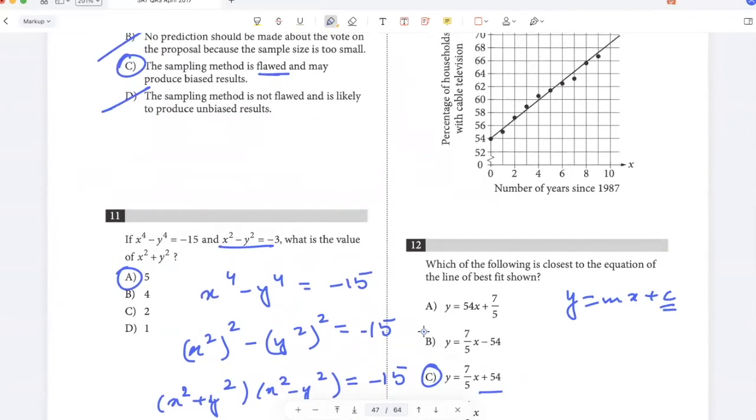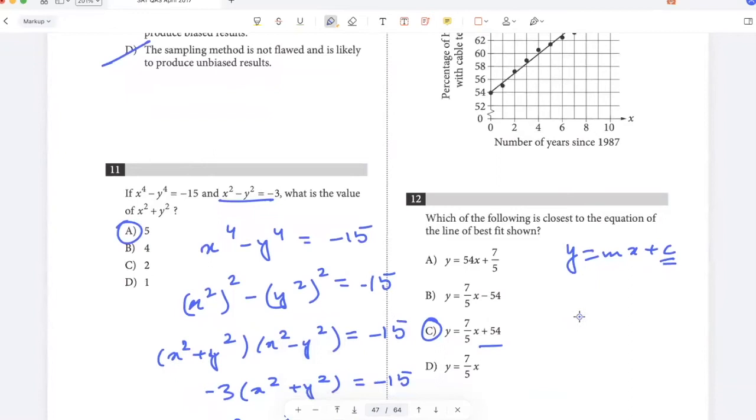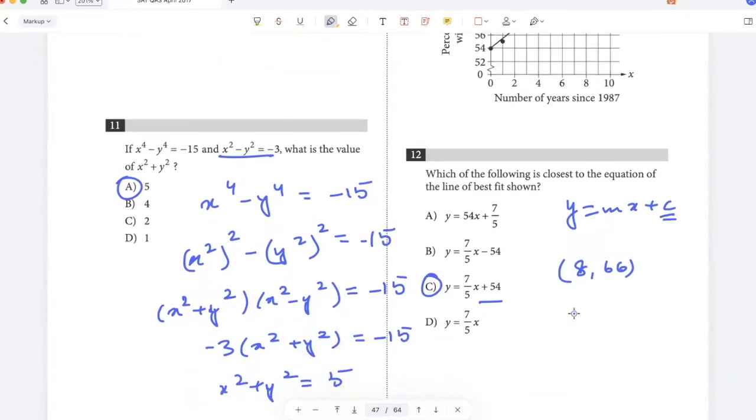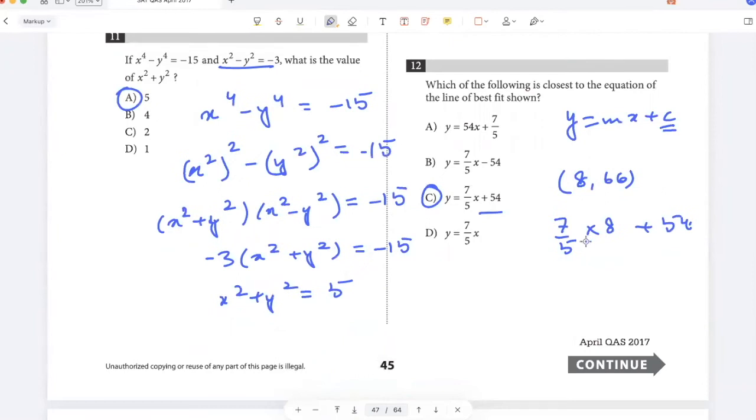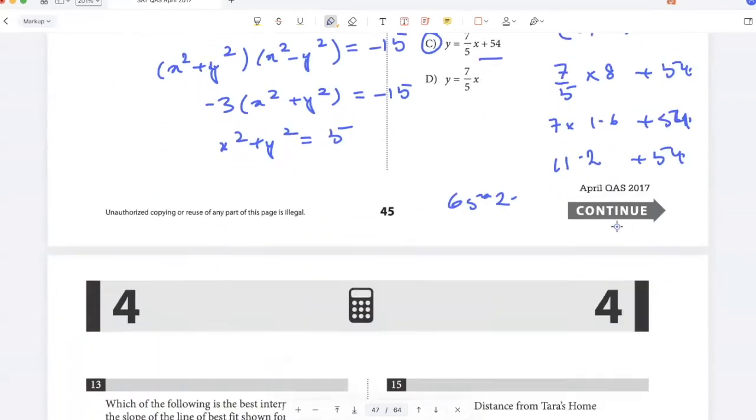And let's just verify this. One point on the line is (8, 66). So let's just put that here. 7 by 5 into 8 plus 54. So that becomes 7 times 1.6 plus 54. So 6 sevens are 42, carry 4, 7 and 4, 11, plus 54. So that's 65.2. Yeah, so close to 66. So C is a good answer.